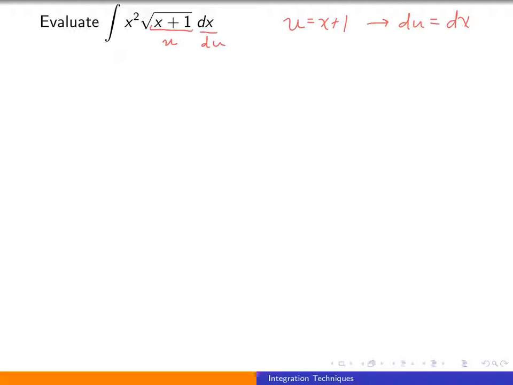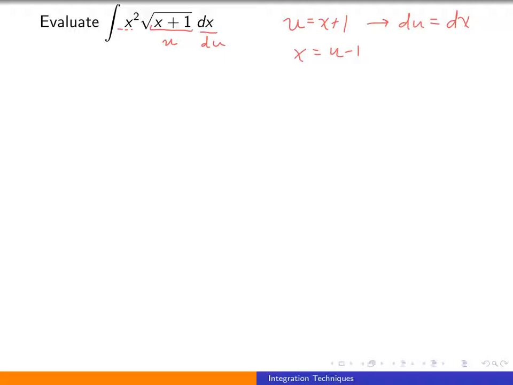And now the problem is we have this leftover x that we somehow need to write in terms of u's. And this is something that occurs commonly. And how we take care of this is we go back to our substitution. The substitution expresses the relationship between the variables u and x. So solving for x gives us that x is equal to u minus 1.